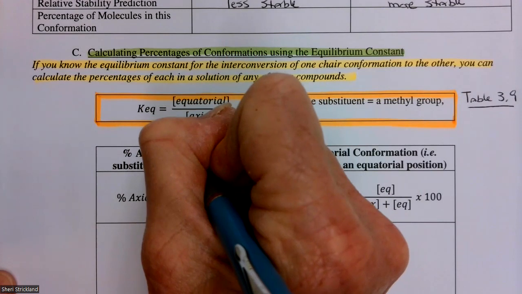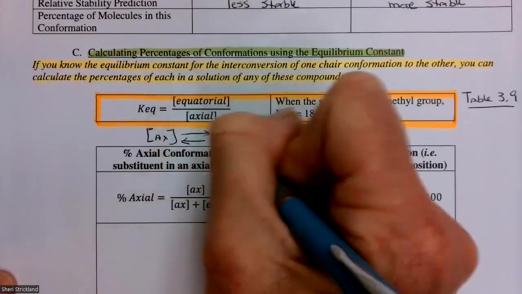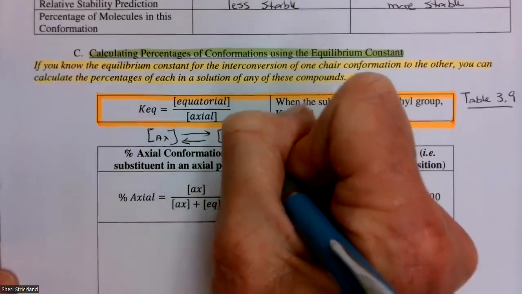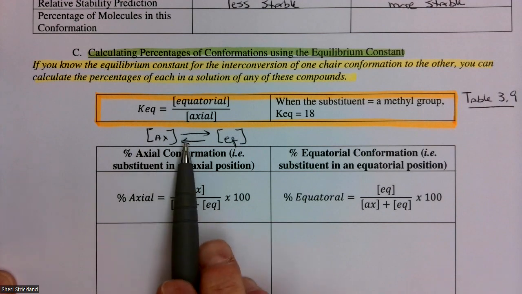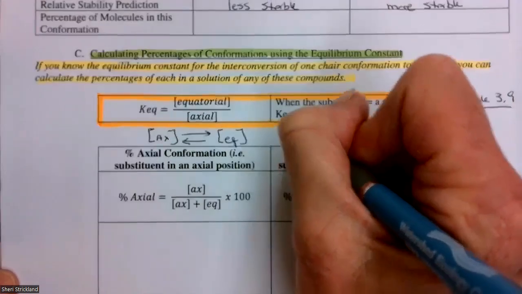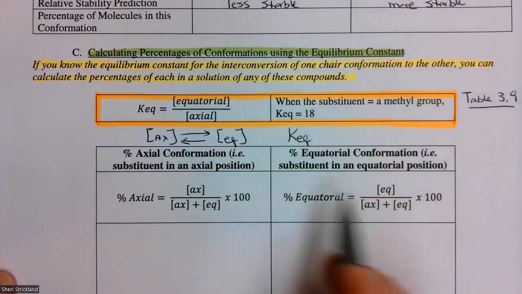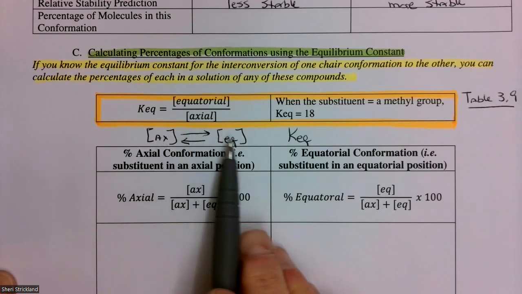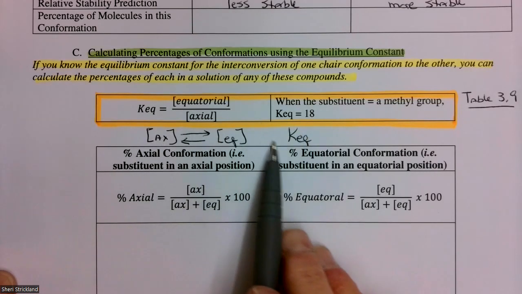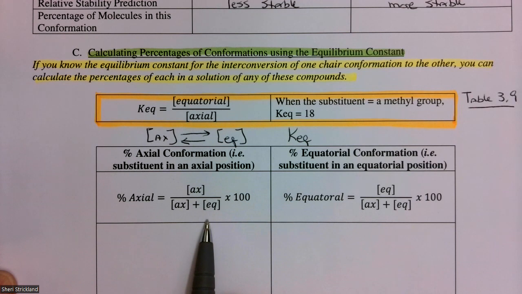So for an equilibrium between the axial and the equatorial conformation, so we're talking about monosubstituted cyclohexanes where we've got one substituent on the ring that's not a hydrogen, the equilibrium constant is listed for the conversion with axial on the left and equatorial on the right. That's how we interpret those numbers. So if you want to do the percentages, we're going to do them like you do most percentages, the part over the whole times 100.